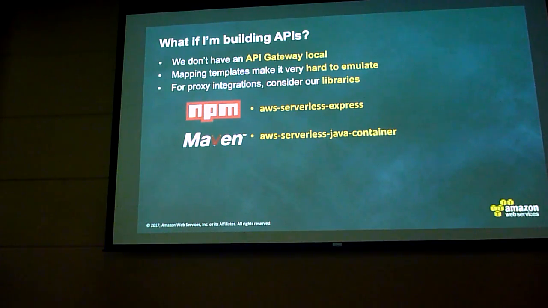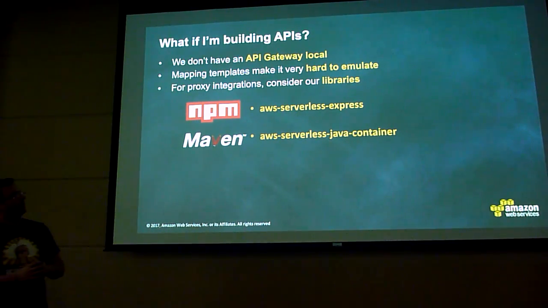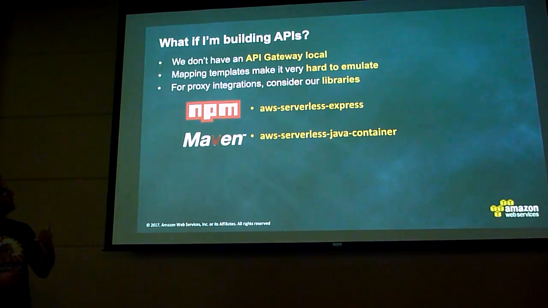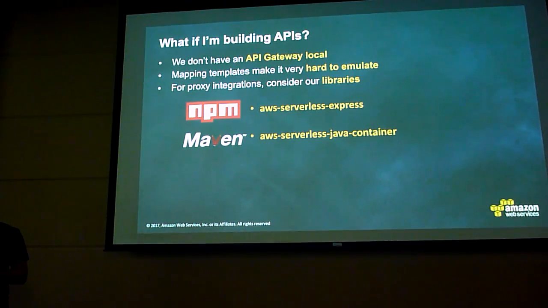Now, what if I'm building an API? Here I have a few more opinions. We have a couple of open source libraries in the AWS Labs account called Serverless Express and Serverless Java Container. What did I tell you about names?